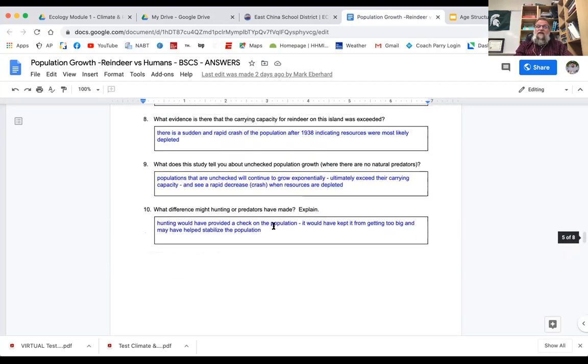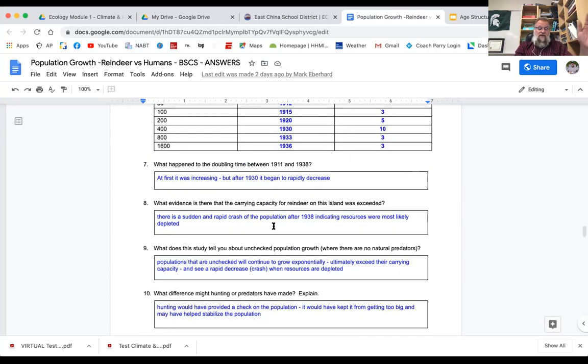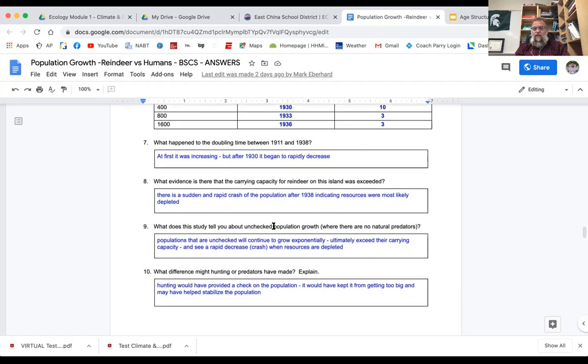And so that becomes the lesson of the deer. The lesson of the deer is exactly that. If you take away the checks, the population grows exponentially, and without checks, it's going to grow beyond the carrying capacity. And when you go past the carrying capacity, resources are going to collapse, and that's going to cause the population to collapse. That's the lesson from the reindeer.